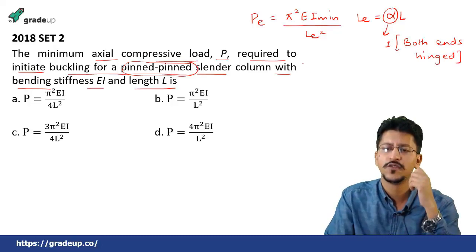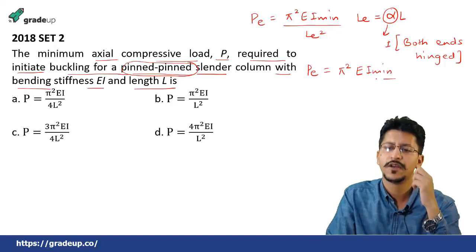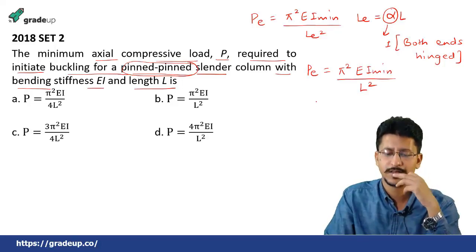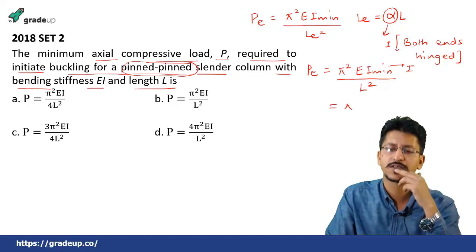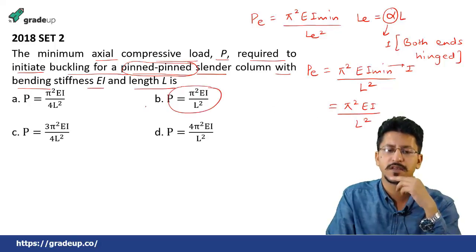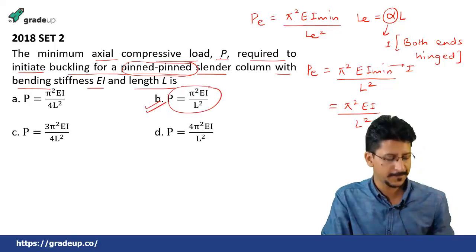So you will get PE equal to pi square EI minimum upon L square. Just match the options. If EI minimum is not there, I can also be taken. So this can be written as pi square EI by L square. So this is the correct answer.